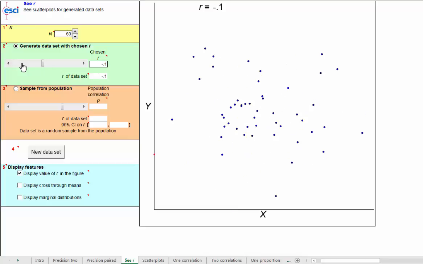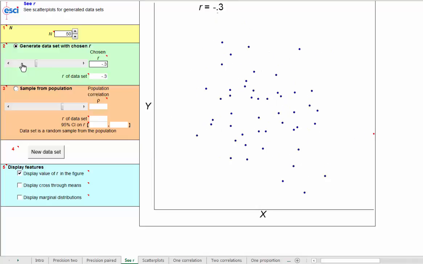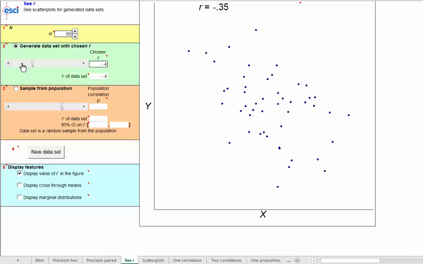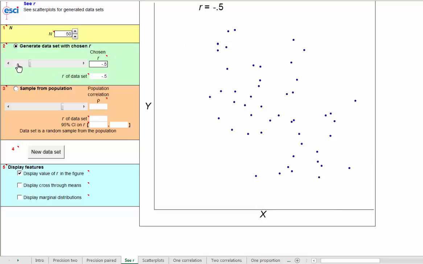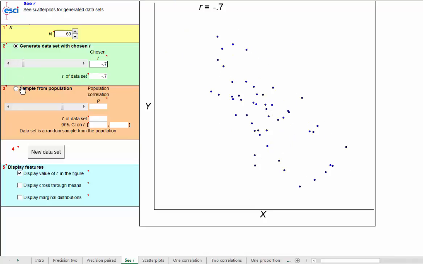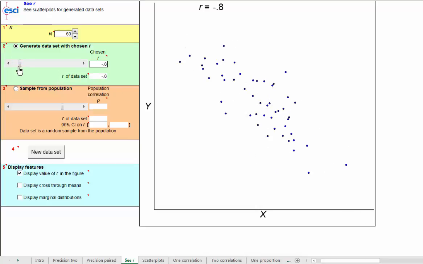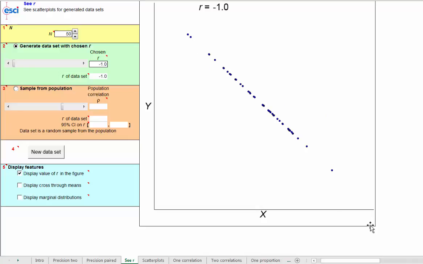A negative correlation, -0.1, -0.2, -0.3, -0.4. And as we get further down, we begin to see the negative relation becomes more clearly visible. -0.5, -0.6, -0.7. By now it's extremely clear. Still scatter about the line, -0.8, -0.9, and -1, very tight to a line.